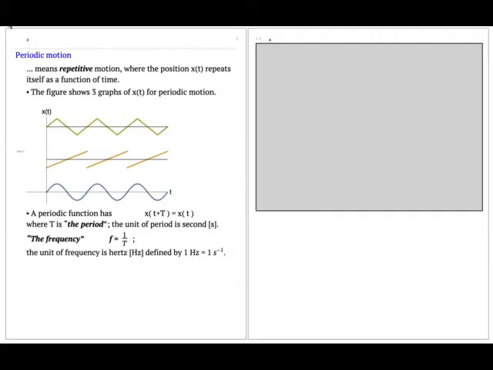Okay, so let's work our way through the chapter. First of all, periodic motion is a very general kind of motion. It means the motion is repetitive.